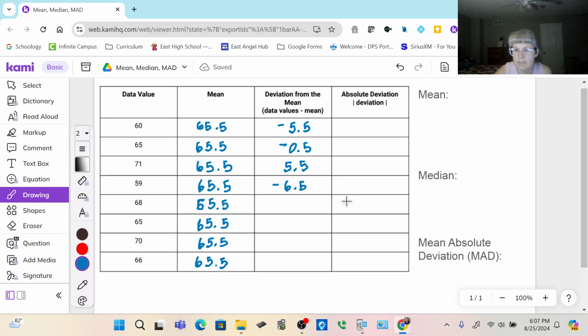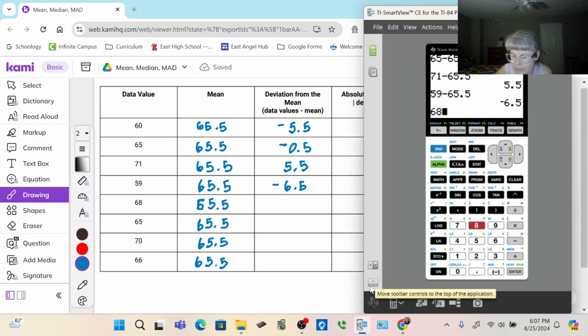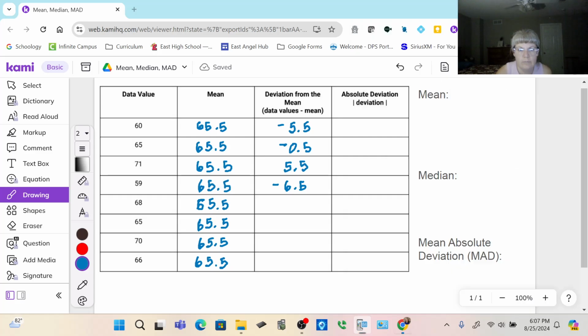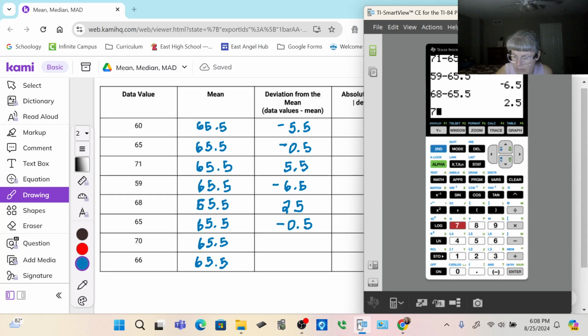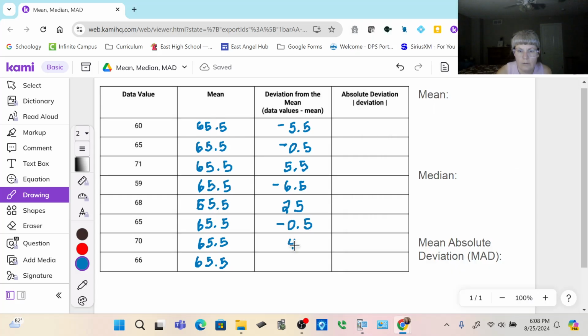68 minus 65.5 is 2.5. We have another 65 minus 65.5, that's negative 0.5. 70 minus 65.5 is 4.5. And then we have 66 minus 65.5, that's just 0.5.